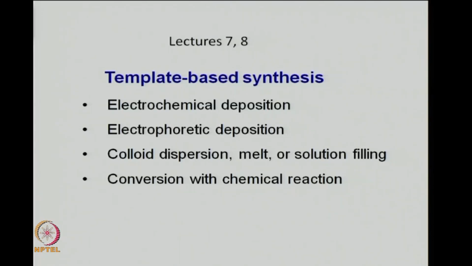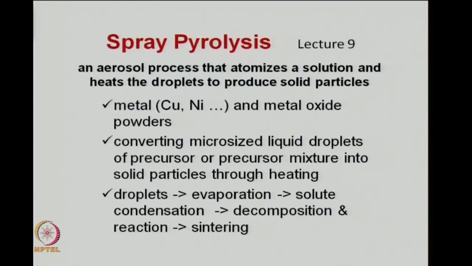In colloidal dispersion methods, you use surfactants and surfactant assemblies which act as template, and a template is like a temporary structure in which you make your material and then you remove the template and get your nanostructured material. So, this template based synthesis we discussed in lectures 7 and 8.